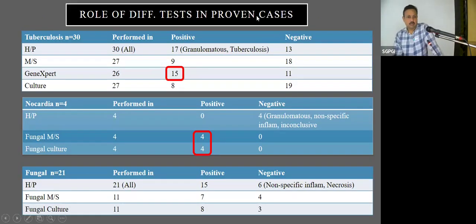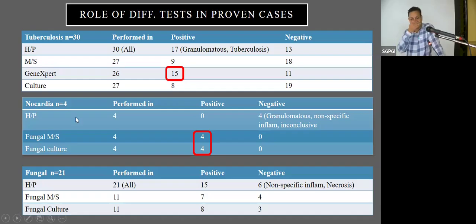Now, in this slide, I'll be just showing the contribution of different results in our cases. Like we had 30 cases of tuberculosis. These are the finally diagnosed cases. And in these cases, in all cases, histopathology was performed and 17 cases were reported as granulomatous or tuberculosis. In 26 cases, GeneXpert was performed and it was positive in 15 patients, while culture and microscopy were not positive that much. So GeneXpert had higher chances of giving a positive result.